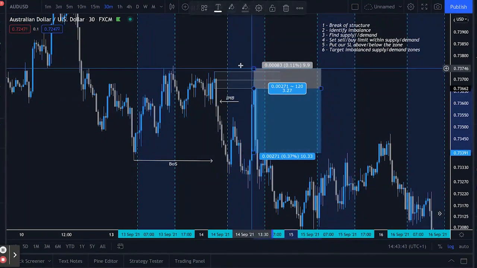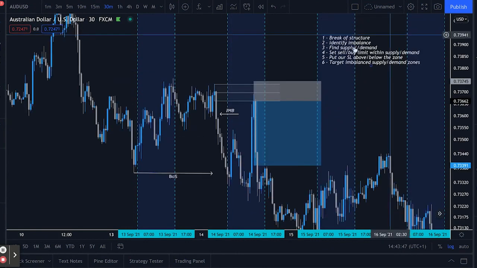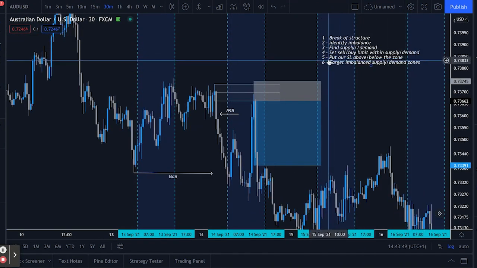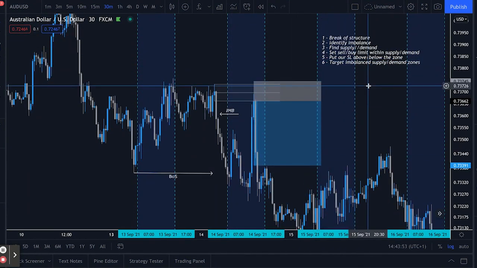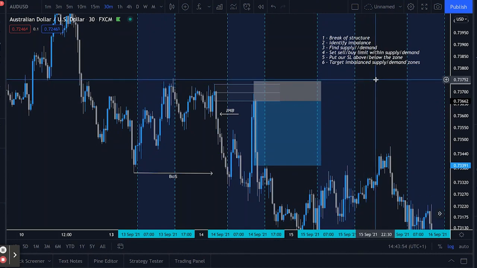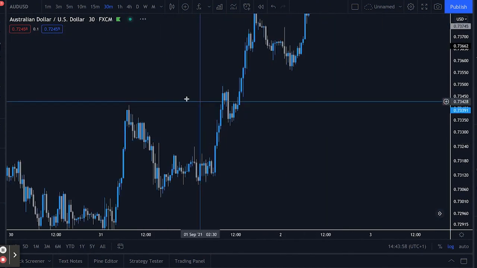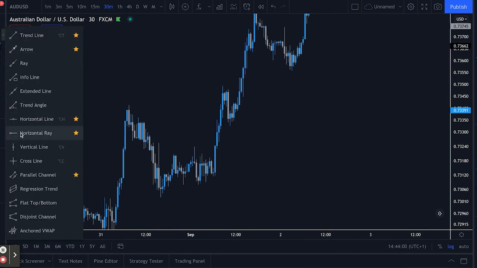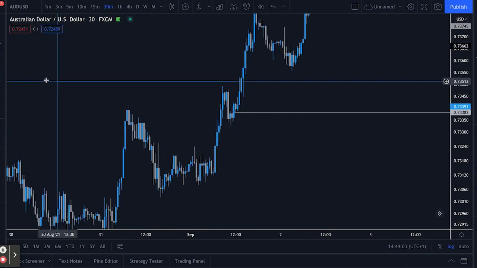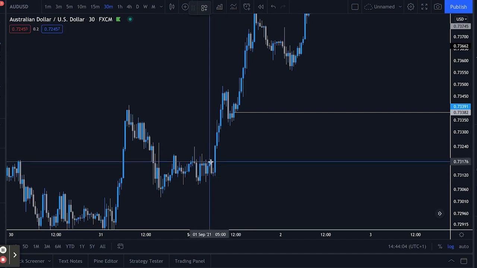We can go ahead and put our stop over the high of that supply zone, which follows rule number 5, put our stop loss above or below the zone. And then rule number 6 is to target an imbalanced supply or demand zone. So if we scale back to price, we can look for imbalanced supply or demand zones. Now I can see a couple. We have this one, which is of interest, and we also have this one of interest.